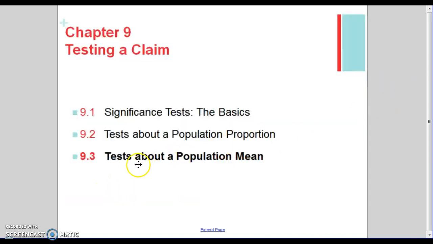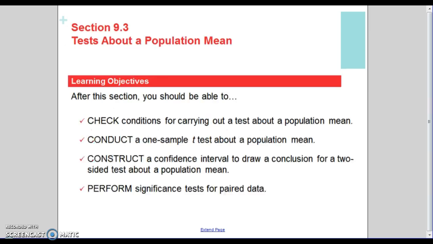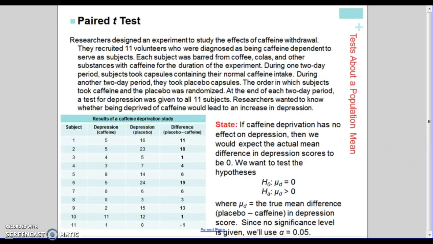We'll be continuing to talk about tests about a population mean. And we left off yesterday talking about significance tests for paired data. We were looking at this example right here where we're looking at the mean difference in depression scores for 11 subjects after being deprived caffeine.